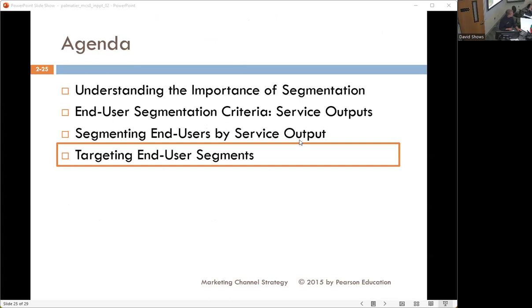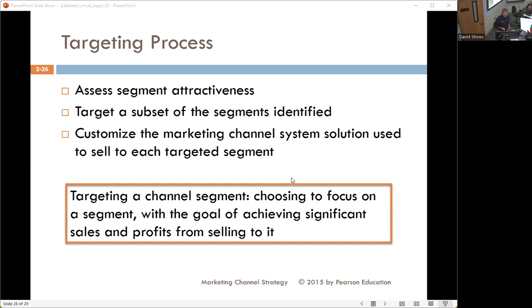So, how do you go about targeting end users? Targeting end users is a process. Just like when you target using integrated marketing communications or with your product, it's the same steps. Nothing's different.